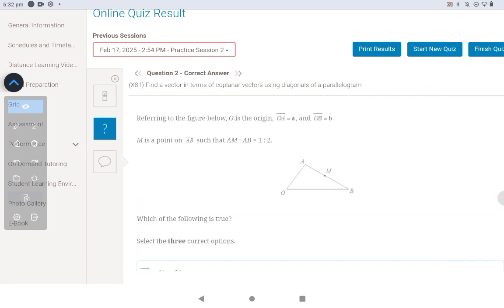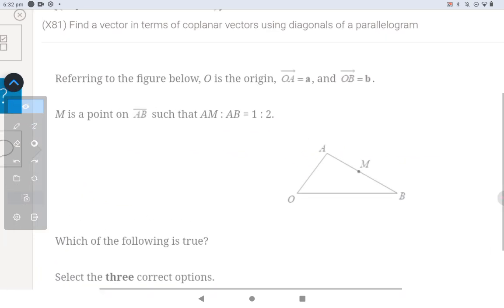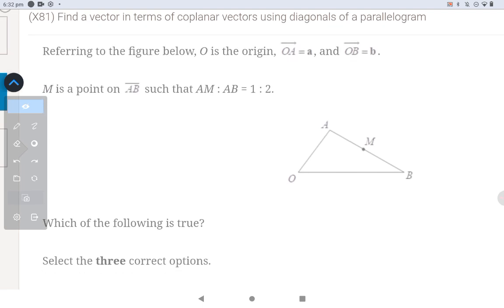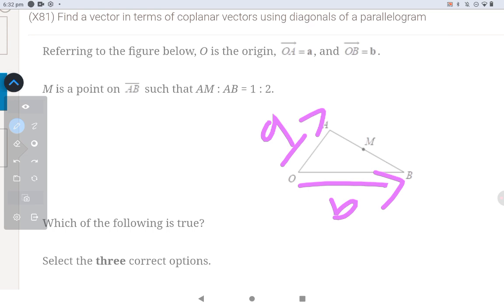Kind of a bit blurry, but okay. Let's go. Referring to the figure below, O is the origin. First off, I just want to clarify: OA is the position vector a, and OB is the position vector b.